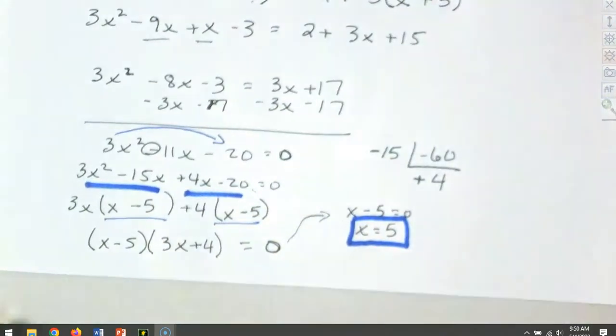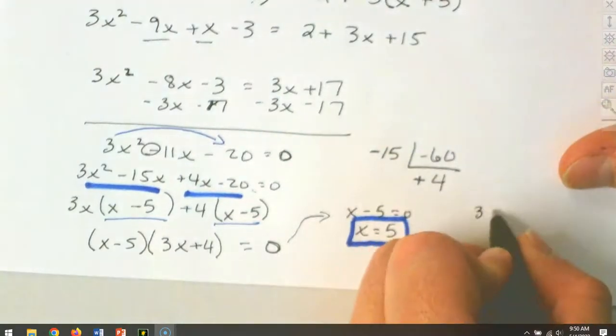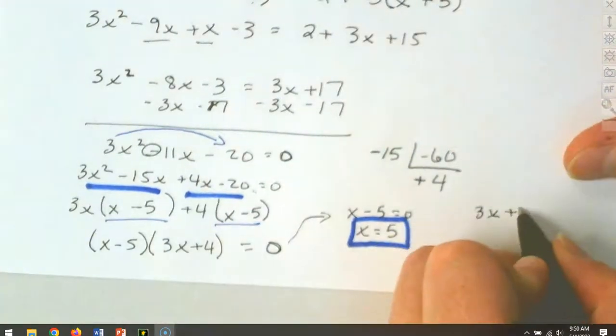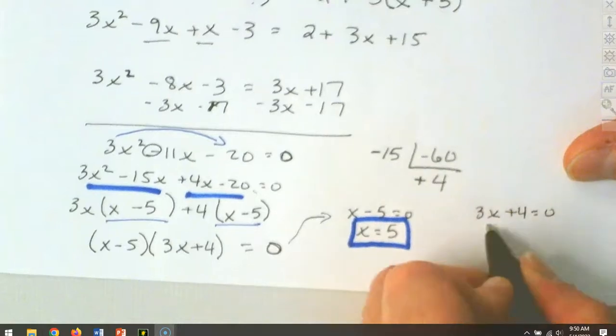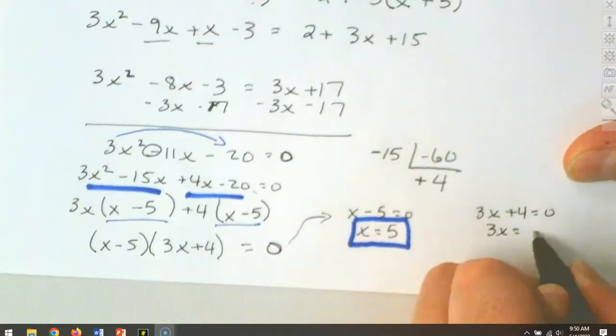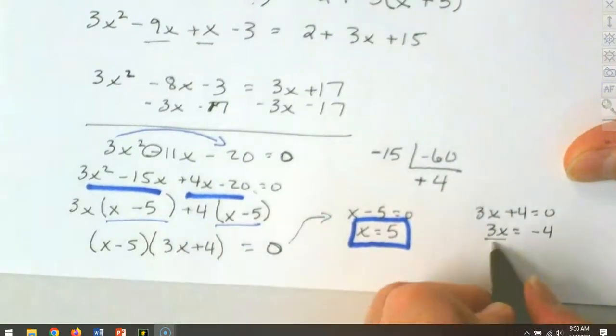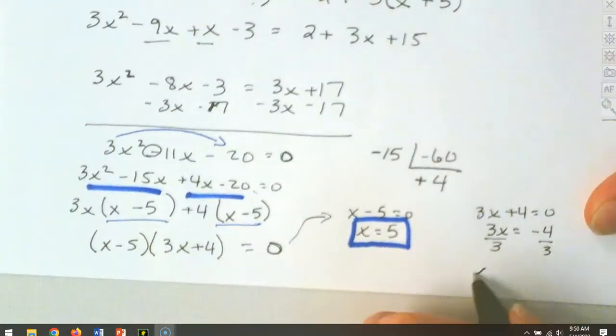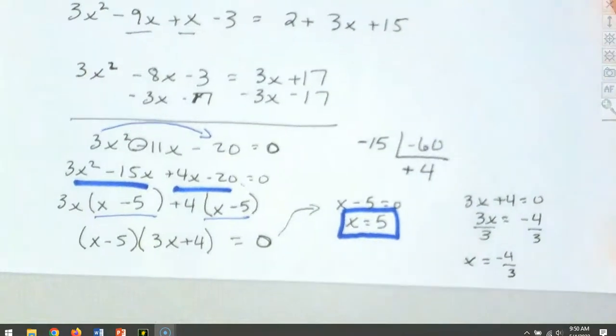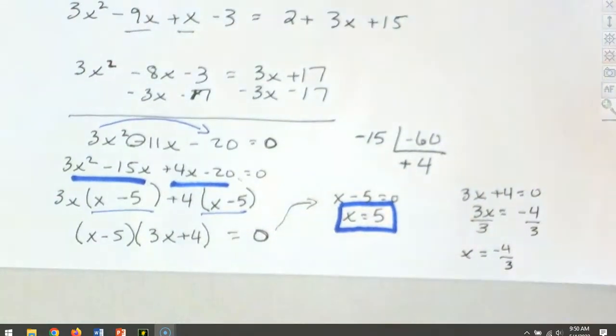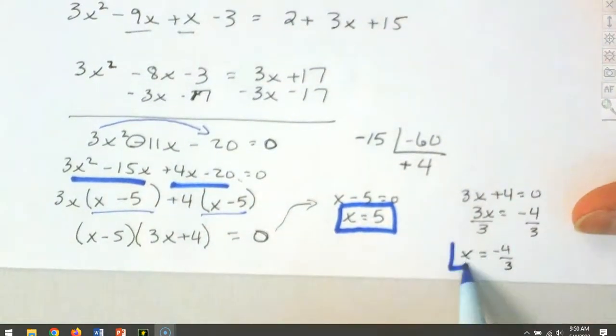What's my other one? Okay, it's a little bit more complicated. 3x plus 4 equals 0. So 3x equals a negative 4. We divide by our 3. So x now equals a negative 4 thirds. There's your two solutions. And we have solved it.